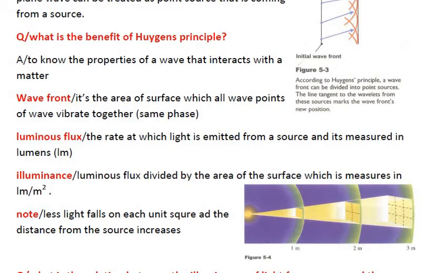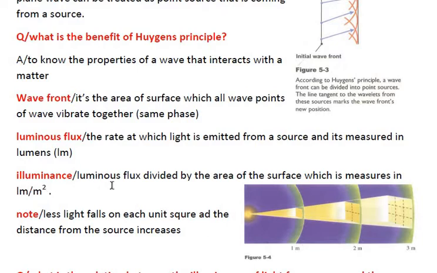Hi guys, now let's get to the second property of light, which is the luminous flux. Luminous flux is the rate at which light is emitted from a source, and it's measured in lumens. It shows us how bright or dim light is, so it measures the brightness of light.